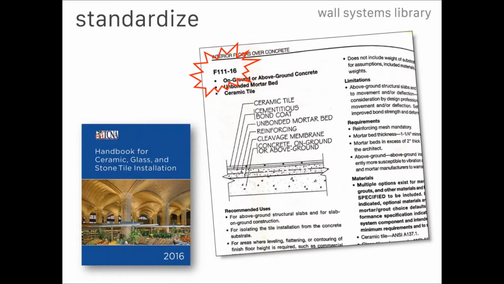This is an illustration of the Tile Council Handbook Detail F111, which is an unbonded sanded cement setting bed, unbonded from the substrate of concrete with a cleavage membrane, with a thin set mortar adhering the tile to the setting bed. And any tile contractor who's been in the business for even just a few years is going to know an F111 floor. In fact, in specifications, we often see in the tile section, tile floors, F111, tile walls, W171. And that's how tile assemblies are identified.